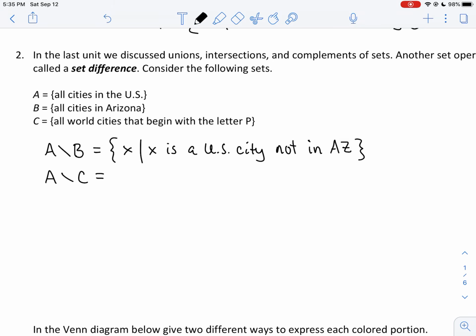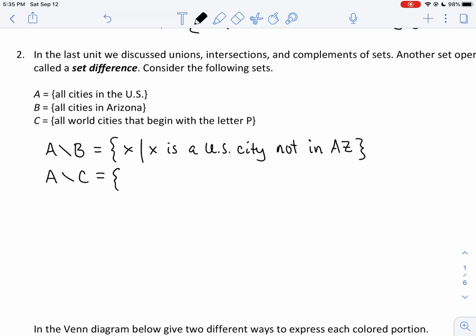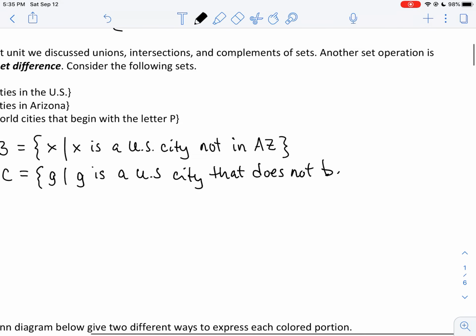So in set builder notation, let's use a different letter here, all G such that G is a US city that does not begin with the letter P.